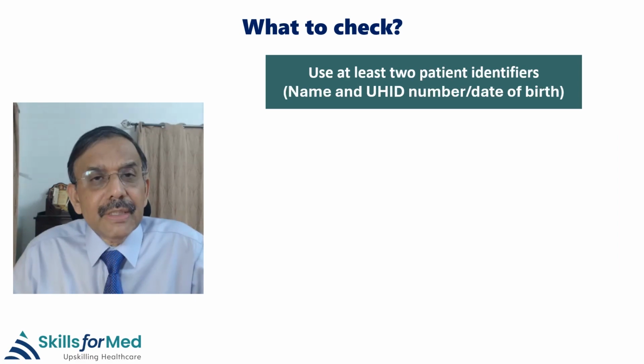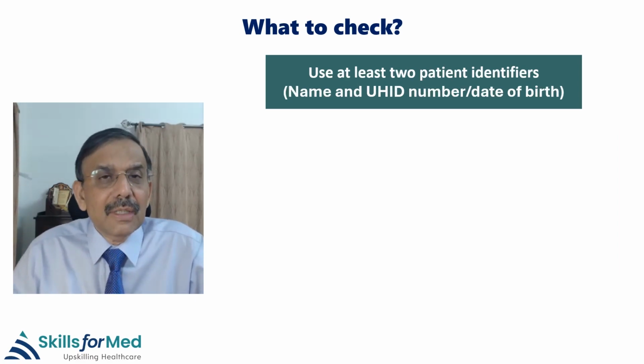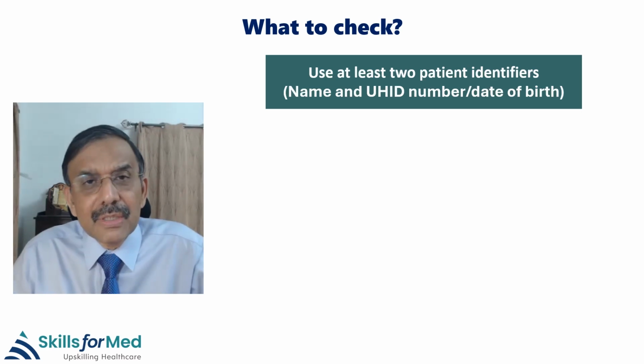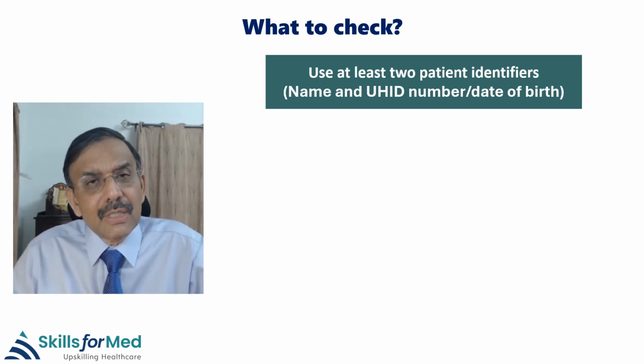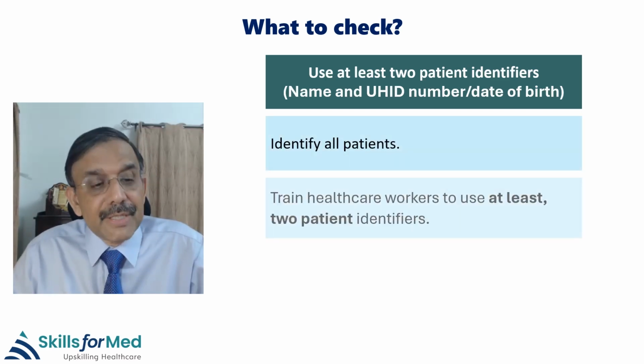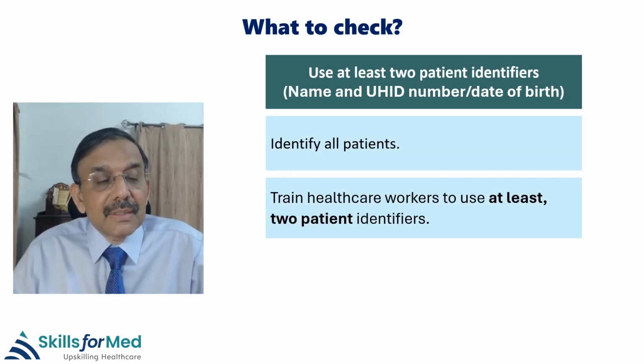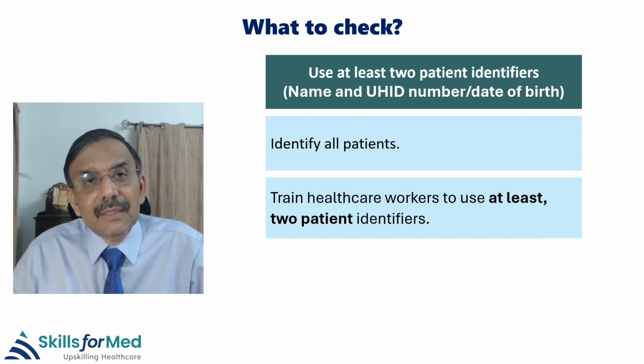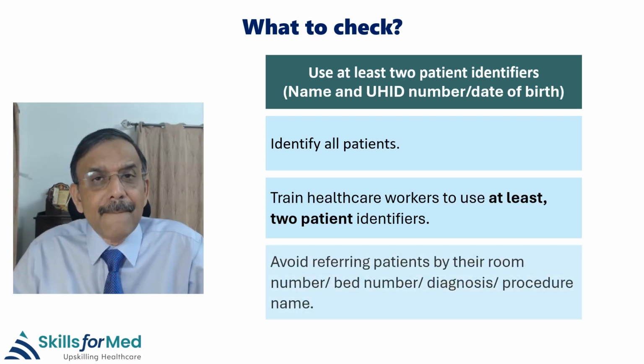Now, what will you check? There are at least 2 identifiers, as I told you, the name and the UHID. You could, as a third or an alternate, use the date of birth of the patient. Most Western countries use date of birth. Now, you should identify all patients and train the healthcare workers that whatever they do, when they approach the patient, they should identify at least 2 of them. It's very important that training is there.